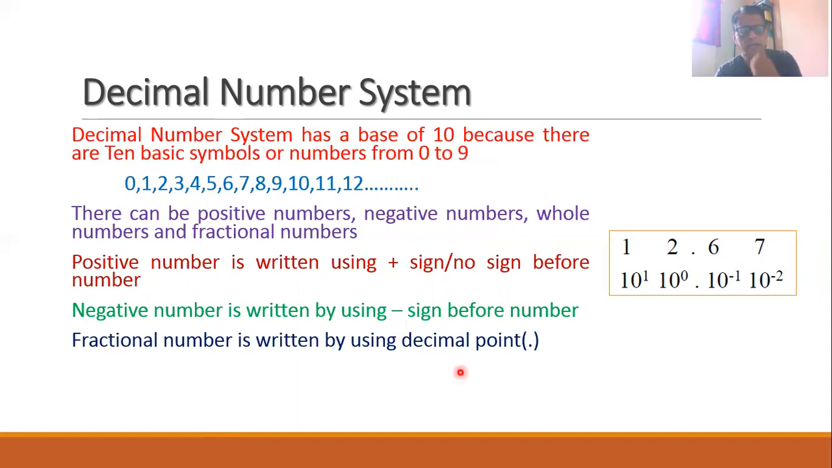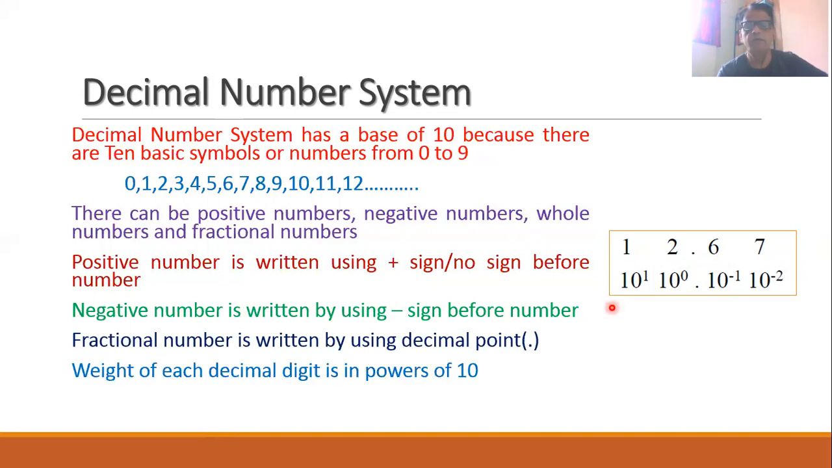Whenever we are writing any fractional number in the decimal number system, then you need to make use of the decimal point. Say for example, here I have written a number 12.67. So this is a decimal point, and this part of the number is being called as an integer part, and this part of the number is being called as a fractional part.